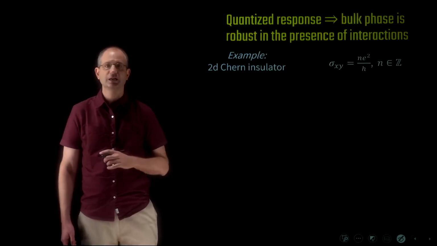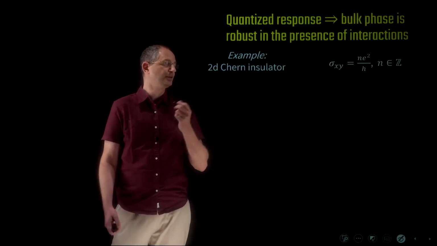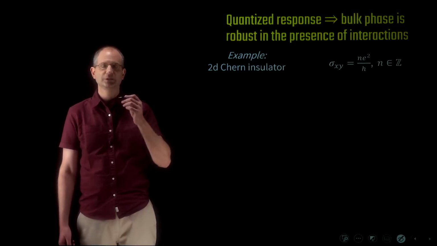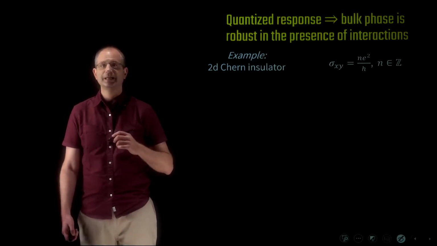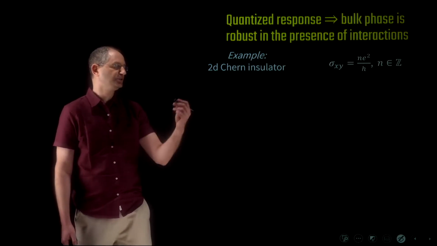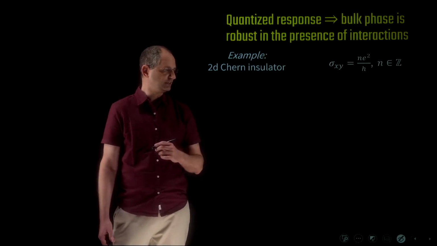So if we change the Hamiltonian slightly, actually in an arbitrary way, this integer cannot change by a little bit. It can only jump to another integer, and that can only happen through a phase transition. Okay, it's worth going into this example in slightly more detail.